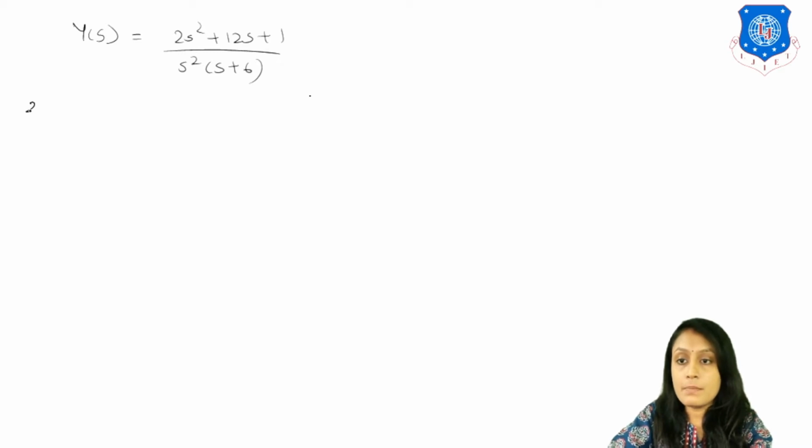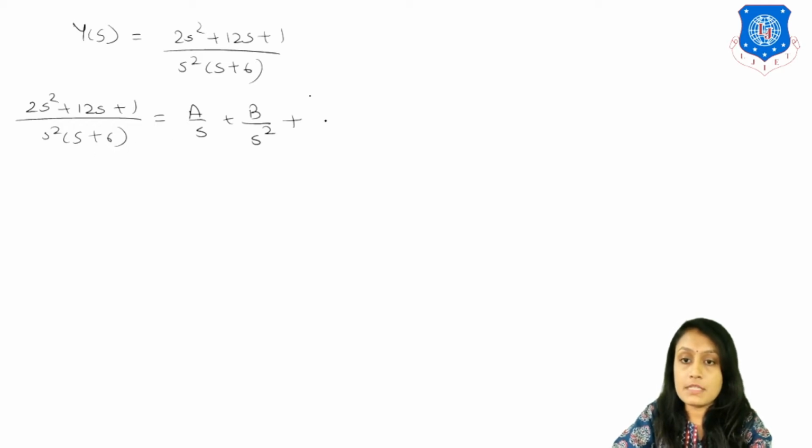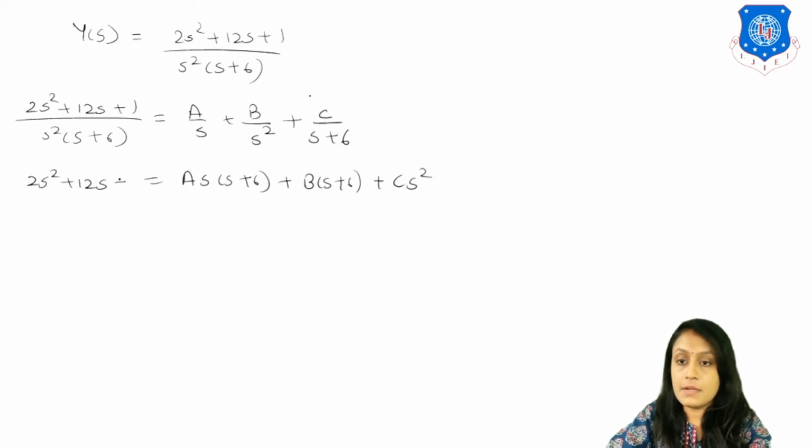Now we'll use the partial fraction method. So for s squared we will write A upon s plus B upon s squared; these are the repeating roots. And for 1 upon s plus 6 we will write C upon s plus 6. Now just cross multiply. So what you will get over here: A s into (s plus 6) plus B into (s plus 6), plus C s squared, and here we have 2s squared plus 12s plus 1.